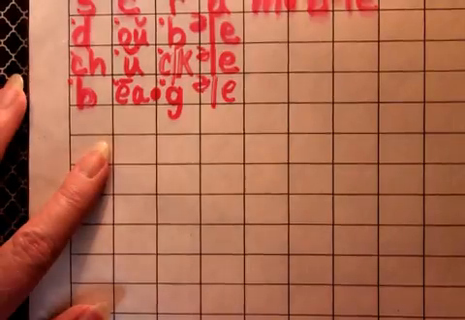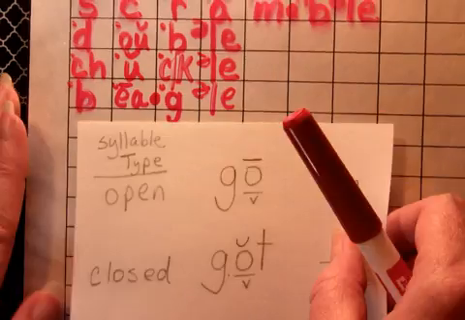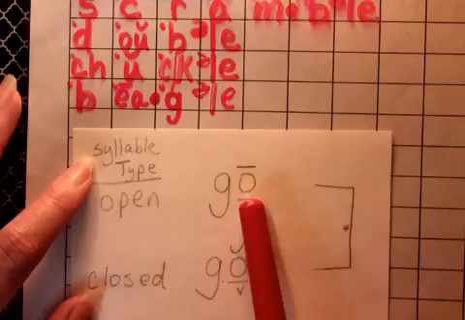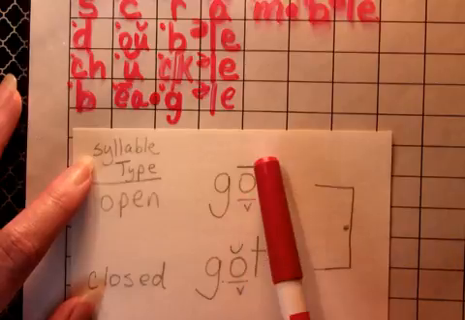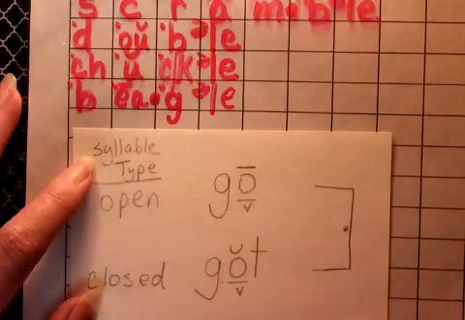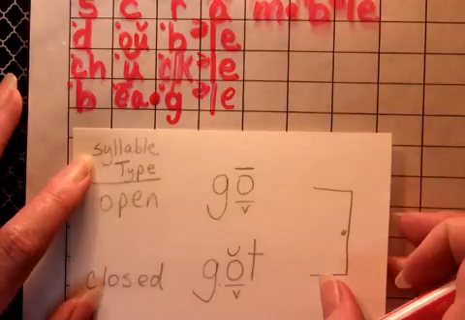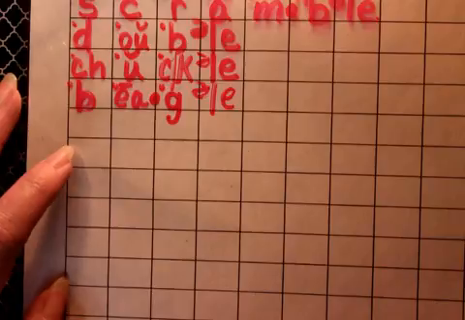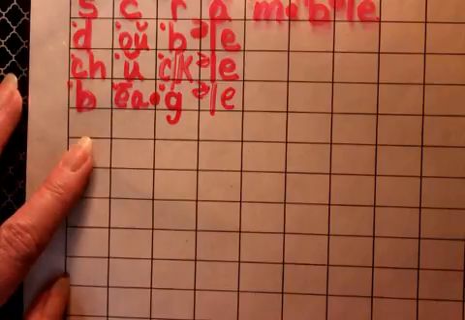Oh, here's my card right here. Ta-da! In an open syllable, the vowel is at the end of the syllable and it'll say its long sound. In a vowel team, it can be at the end of the syllable, but it's going to say whatever it wants to, no matter where it is in the word. Beagle.